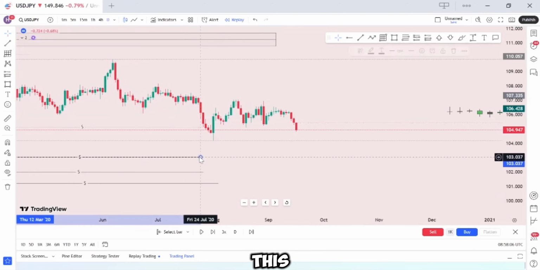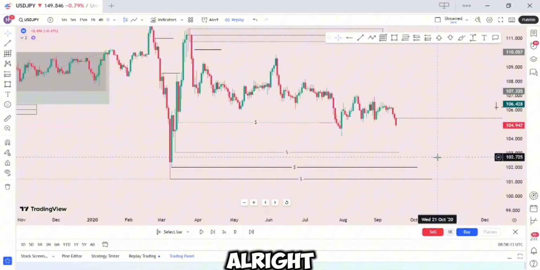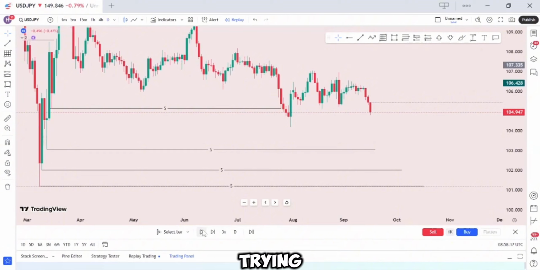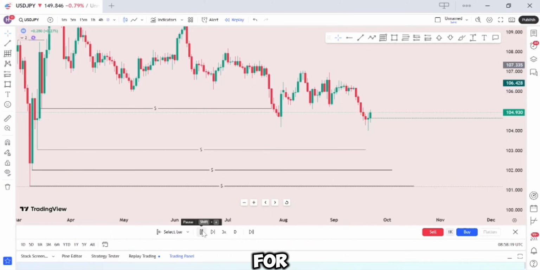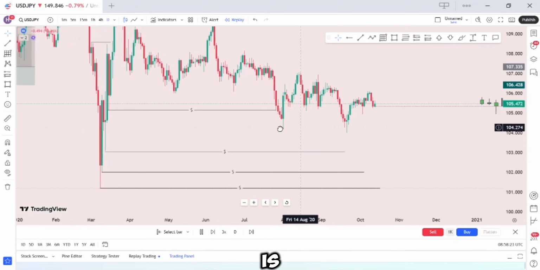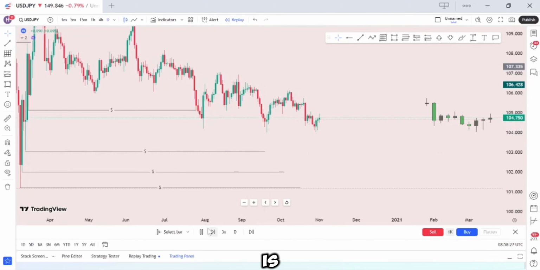Permit me to extend this. Alright, so this is the structure. You can see that the market is still selling, it's not trying to buy yet. We need to wait for a proper sweep of liquidity. And this is a daily time frame. This is going to take time to play out if you were trading this on a daily time frame. But the market is fractal.